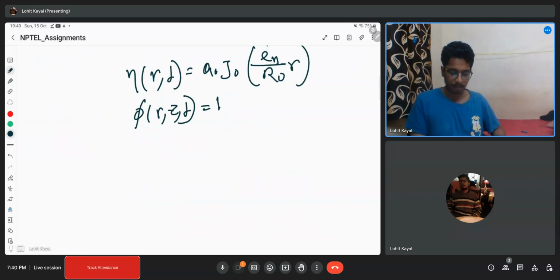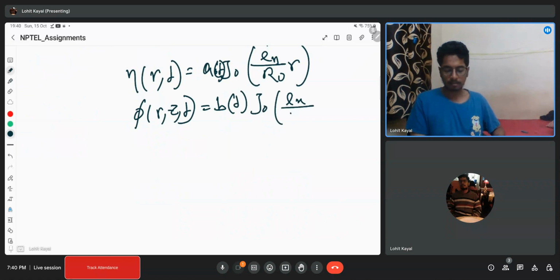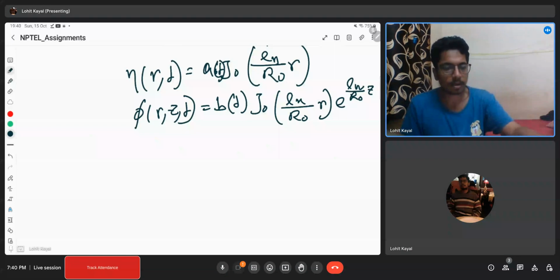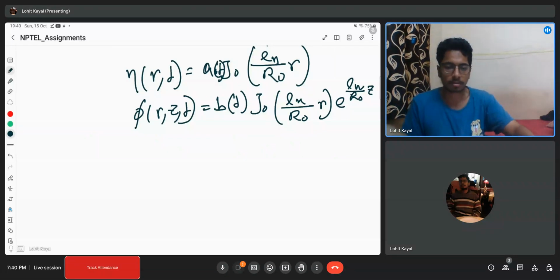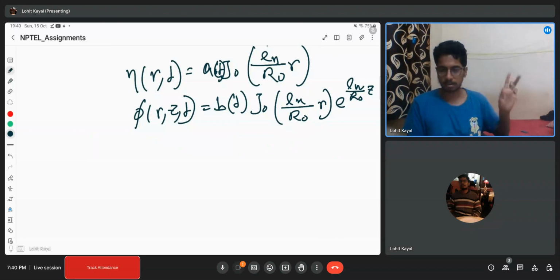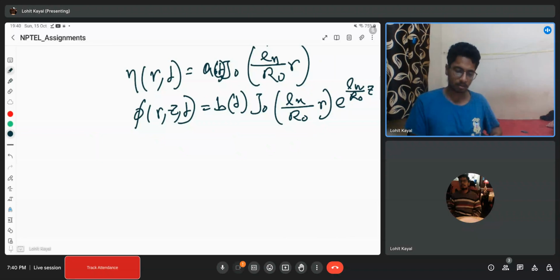This will be b(t) J0(l_n r / r naught) e to the power l_n z / r naught. All right. So now the rest of the calculation is just the same as the Cartesian coordinate.